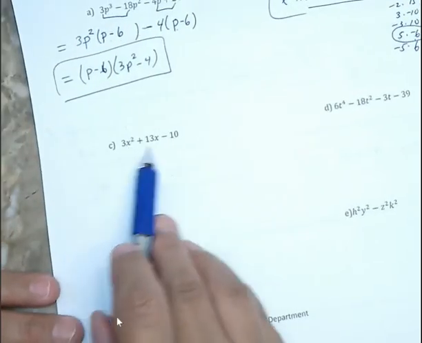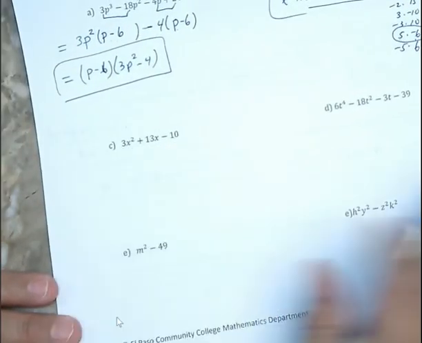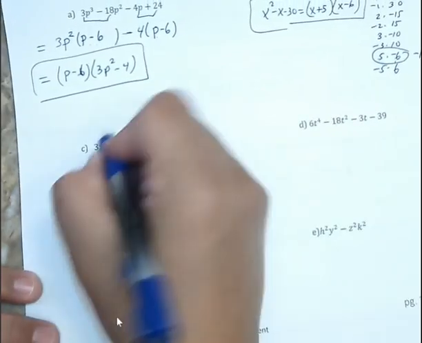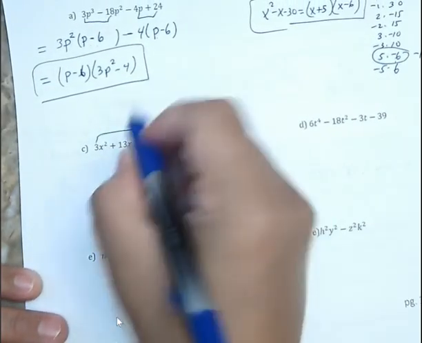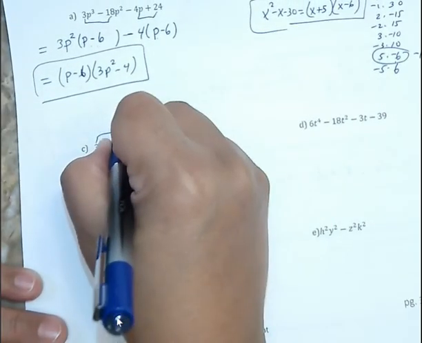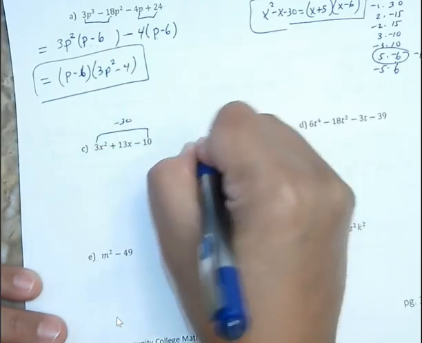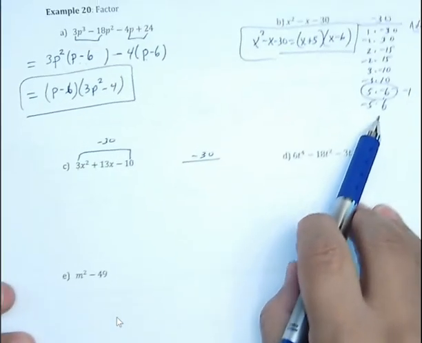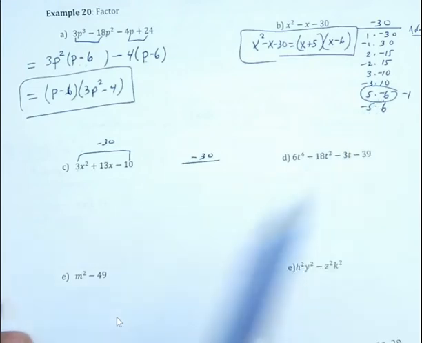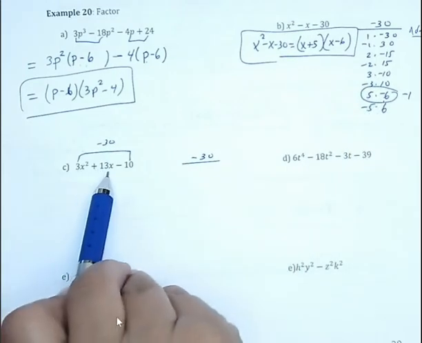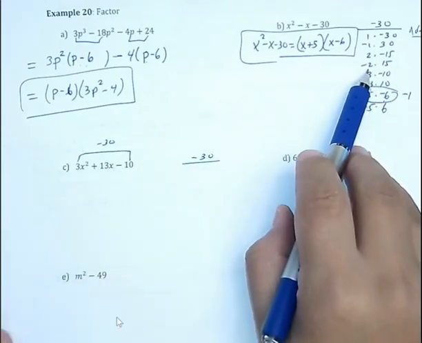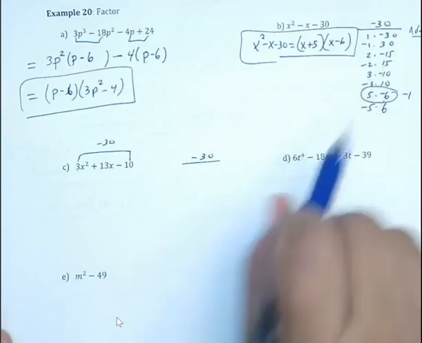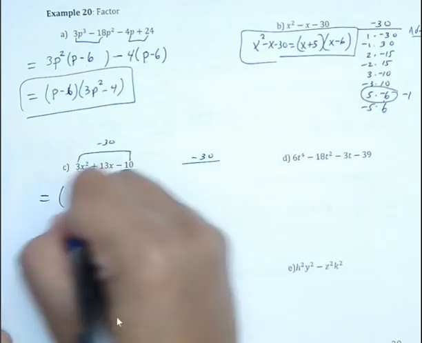The letter C, we have 3 terms. I have a number in front of the x squared, so I'm going to use grouping here. A times C is negative 30. I already listed the factors over here, so we can use the same thing. We wanted 13 here, so we're going to use the negative 2 and the 15.